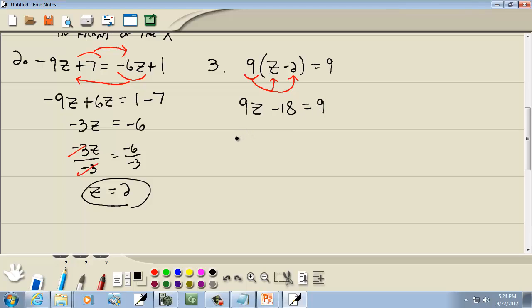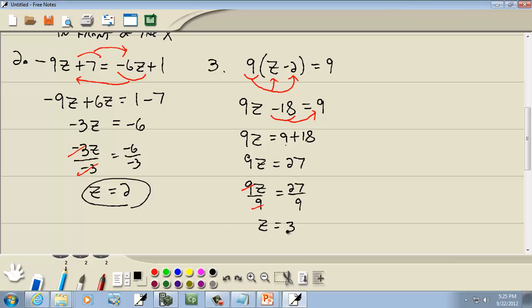Second step, get rid of fractions. Don't have any. Third step, get everything with a z on one side, numbers on the other. So I'll take the negative 18 to the right side. So we got 9z is equal to 9 plus 18. Remember, you take anything across the equals, the sign changes. Our note up at top said at any step combine together like terms, combine together numbers. 9 plus 18 gives us 27. Last step, divide both sides by the number in front of your z, which in this case is a 9. These 9's cancel. And 27 divided by 9 is 3.